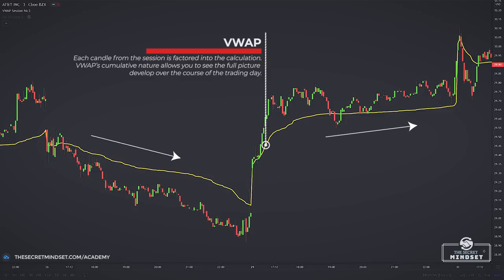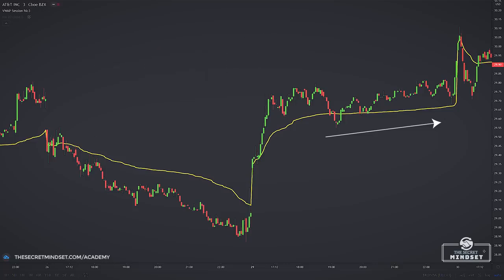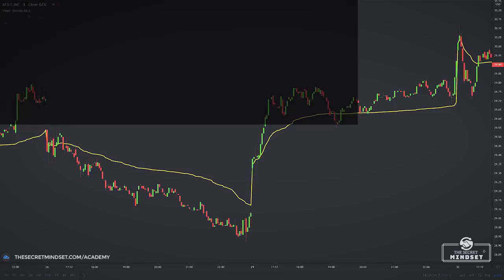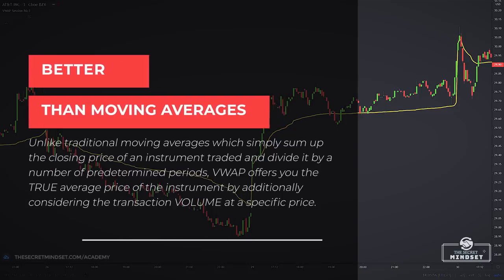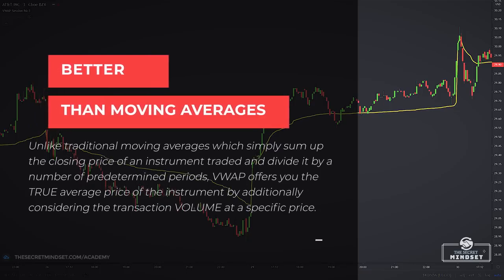No piece of data gets left behind, as each transaction that has occurred should factor into how you interpret the state of the current market and what's most likely to happen next. Unlike traditional moving averages, which simply sum up the closing price of an instrument traded and divide it by a number of predetermined periods, the VWAP gives you the true average price of the instrument by additionally considering the transaction volume at a specific price.